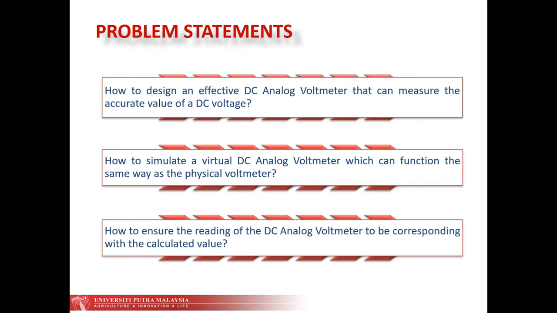And now, moving on to the problem statements, we have outlined about 3 problem statements that need to be addressed in this mini project. So the first problem statement is how to design an effective DC analog voltmeter that can measure the accurate value of a DC voltage. The second one is how to simulate a virtual DC analog voltmeter which can function the same way as the physical voltmeter. And the third one is how to ensure the reading of the DC analog voltmeter to be corresponding with the calculated ones.